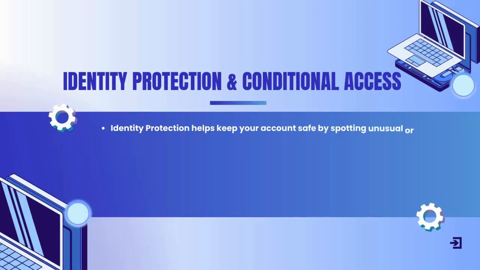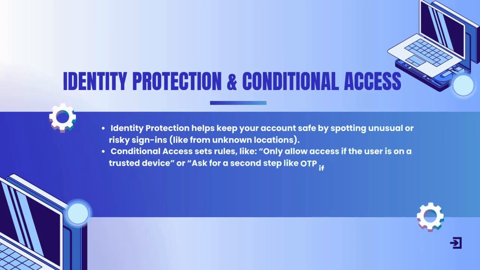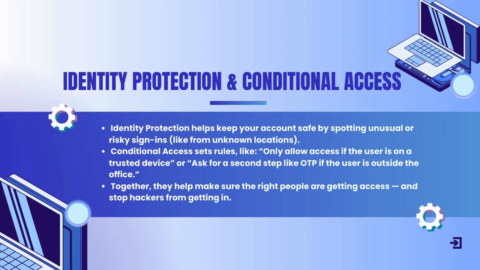The two powerful tools for securing users' accounts are identity protection and conditional access. Identity protection detects risky logins, like someone logging in from another country, and conditional access sets rules, like asking for an OTP if the user logs in from outside the office. For example, if I'm trying to access company data from my personal computer at home, the system may ask for extra verification. But in the office, I can access it directly.